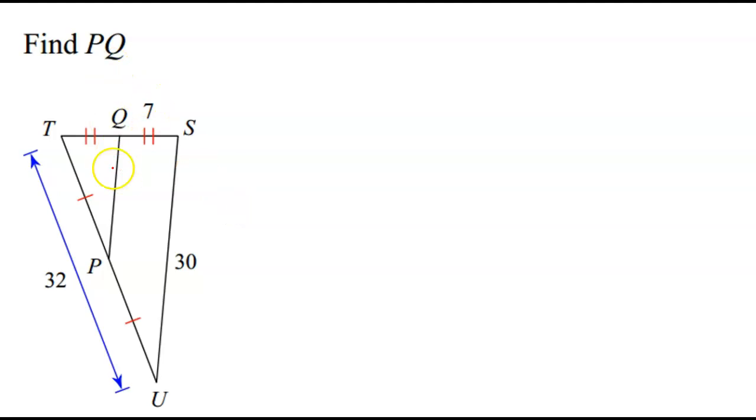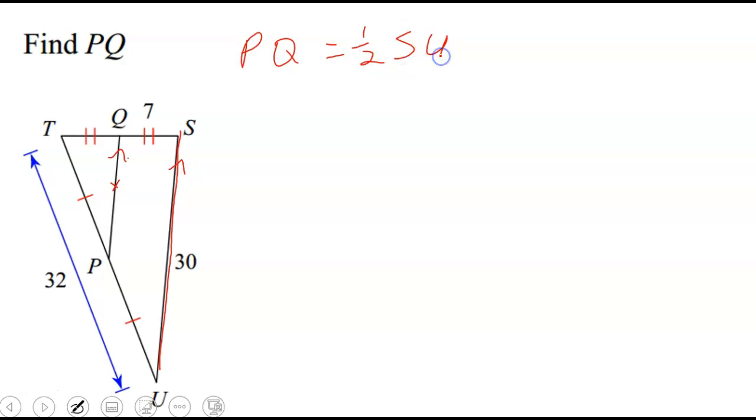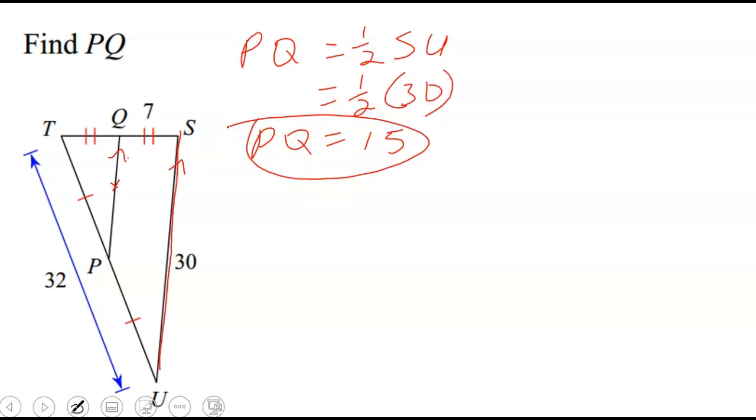Okay, we're asked to find PQ. PQ is over here. So we have to find the side PQ is related to. PQ will be parallel to SU, and PQ, the mid segment, is also going to be 1/2 of the side of the triangle it is parallel to. So PQ is 1/2 of SU, which is 1/2 of 30, which is 15. So PQ equals 15. All right.